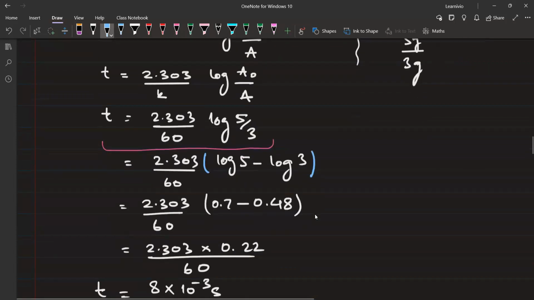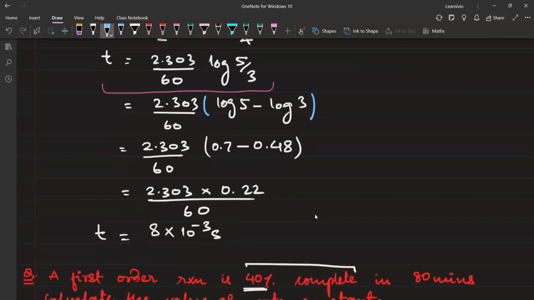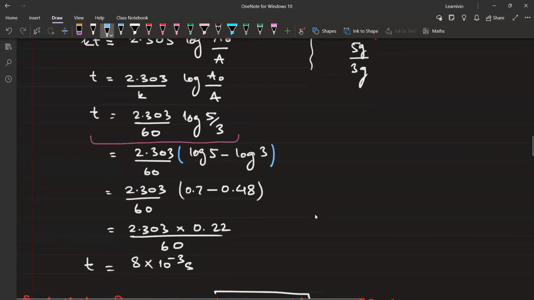Okay. Now 2.303 divided by 60 is as it is. Log 5 minus log 3. Log 5 is 0.7. Log 3 is 0.48. When you subtract this, you will get 0.22. And here you have the value 2.303 into 0.22 divided by 60. If you calculate this, you will get 8 into 10 to the power minus 3. ठीक है. So this is how you are going to solve it.